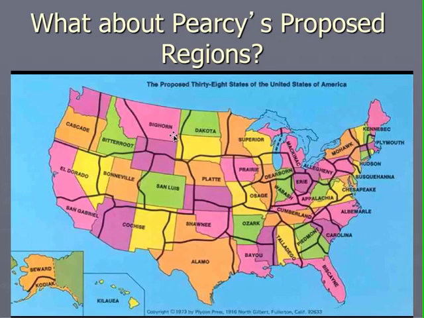Next, this man Percy decided, hey, look, we need to create these regions based on culture, and he broke it up into a bunch of different regions, and these would be the proposed 38 states. So we would actually be living in the Alamo region. And his thought process is, hey, look, we share a lot more in common down here than we do with people up here in the Panhandle. They share more in common with Oklahoma. And again, that's his own perception.